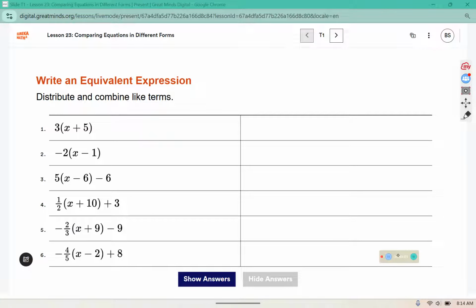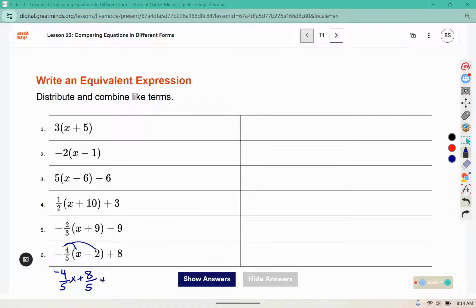Distribute and combine like terms. We're going to distribute the negative 4/5 x. Negative 4 times negative 2 is positive 8/5. And then we are adding 8.